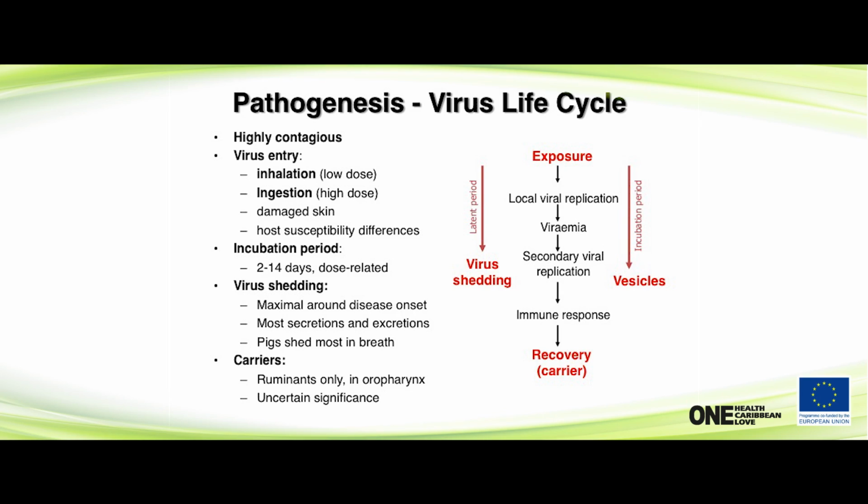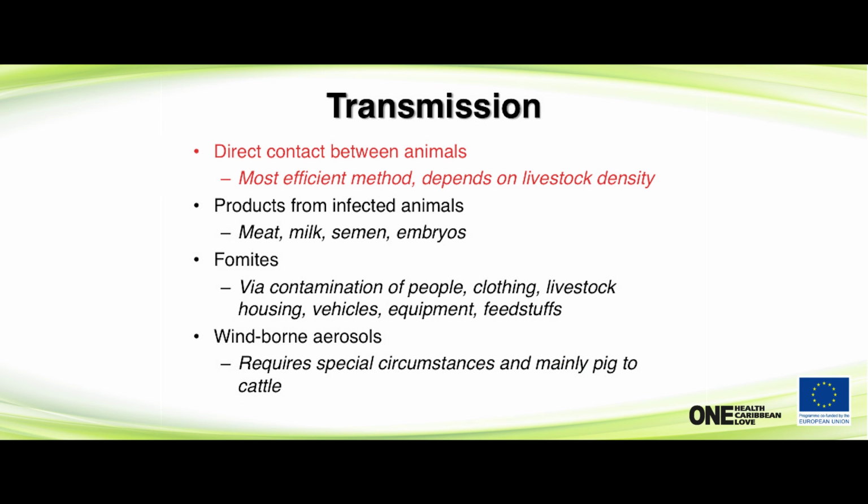So this really just summarizes the replication of the virus. It's a typical virus. After exposure, you get local replication, you get a viremia, you can get secondary viral replication, immune response, and recovery or the carrier state. An important point to note is that the latent period can be shorter than the incubation period, so you can get virus shedding before you get obvious signs of clinical disease.